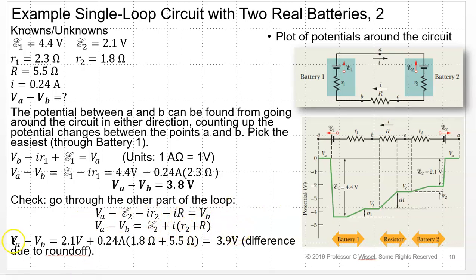Now I'm going to solve for VA minus VB, plug the numbers in, and when I do that, I wind up with a slight difference. Now the last digit is uncertain. The difference here is due to round off.